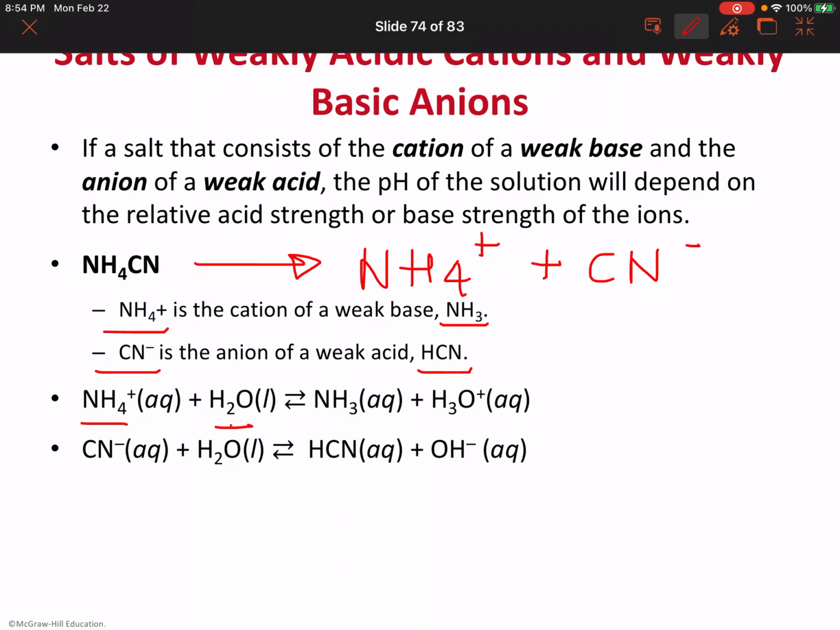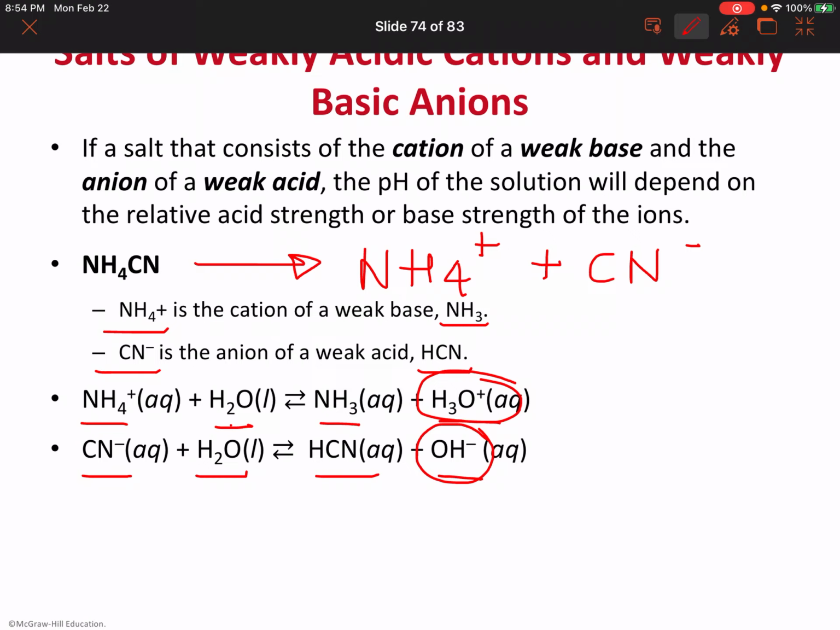The ammonium ion will lose a proton and become ammonia, and water will become hydronium ion by taking the hydrogen from the ammonium ion. And cyanide, acting as a base, will grab a proton from water and become hydrogen cyanide and OH-. Now both of these reactions produce hydronium ions and hydroxide. It cannot be both acidic and basic. It has to choose which one it is going to be.